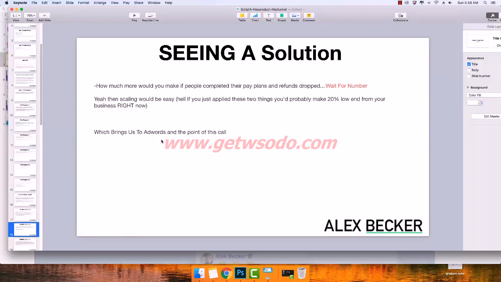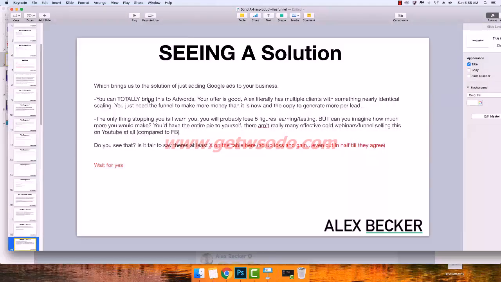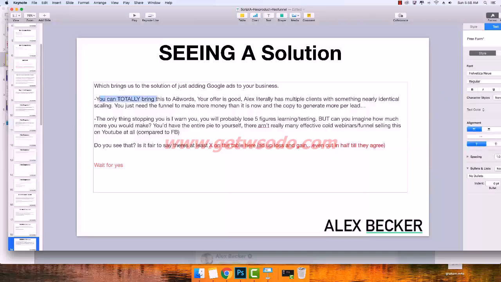Which then brings us to AdWords. And overall, the point of this call is getting this offer on AdWords. Look, you can totally bring this business to AdWords. Your offer is good. Alex literally has multiple clients with a very similar offer to yours that are scaling on AdWords. You saw them on the call. You saw the results. You just need your funnel to make more money than it is right now, and that copy needs to generate more value per lead when people come in. Okay?